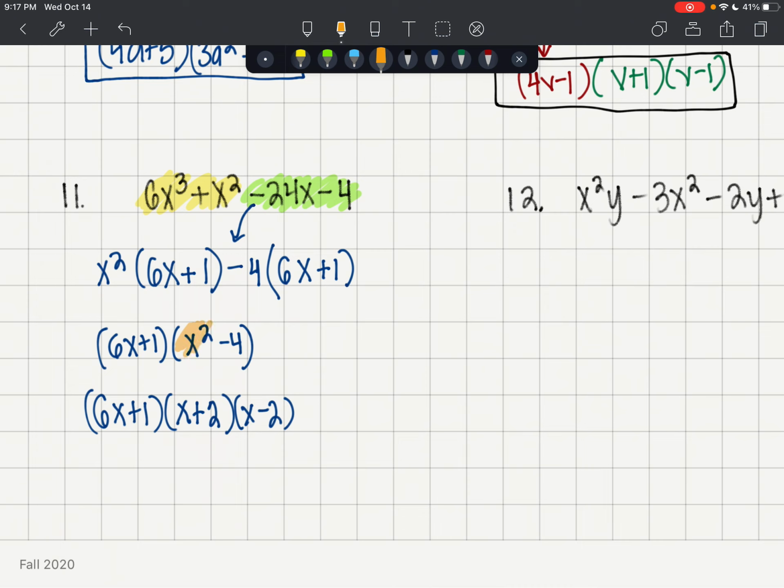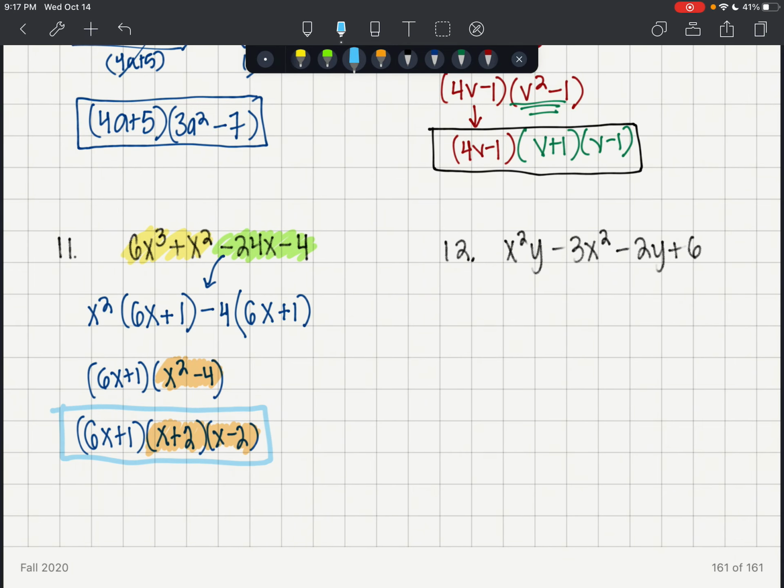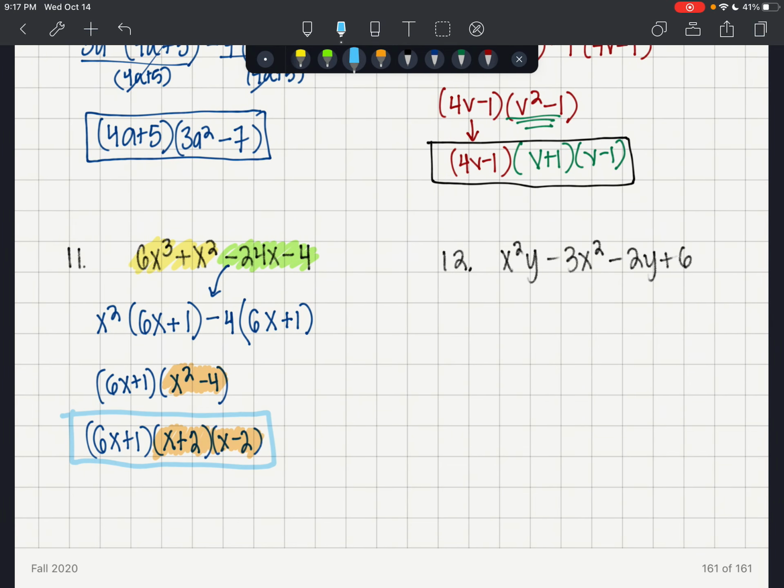So this factor was further factorable. So we just have to make sure that we don't have any of those special cases at the end that need to be further factored. I'm going to box it with a highlighter. And let's try number 12. You try number 12. Press pause. See if you've got it. Still a little tricky because there's 2 variables in there, but I believe in you.